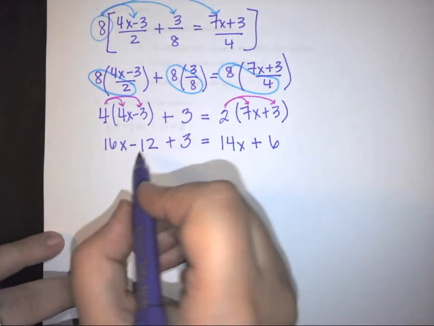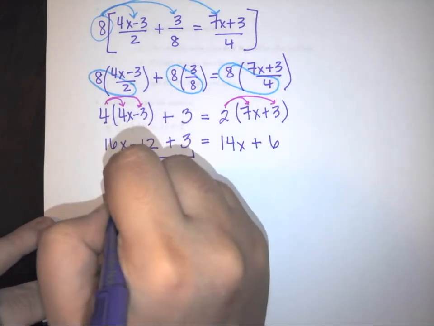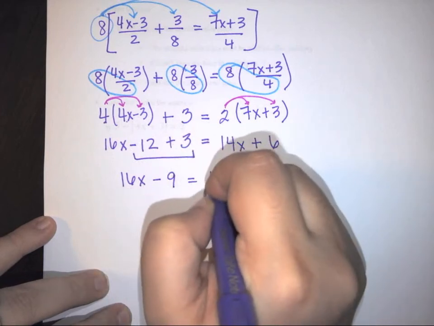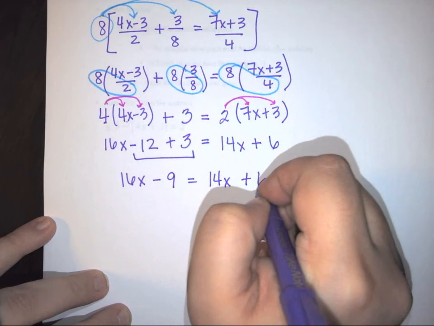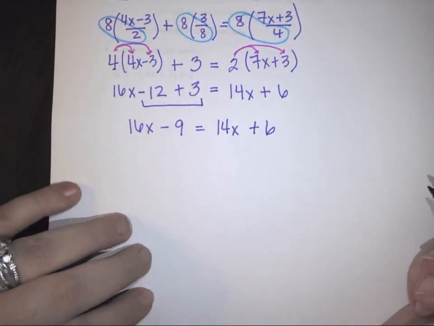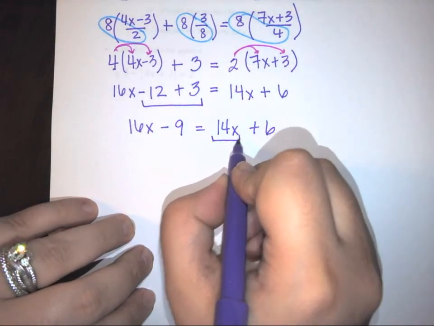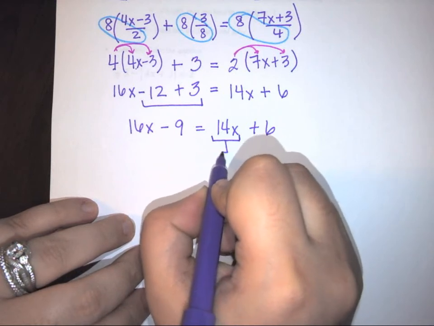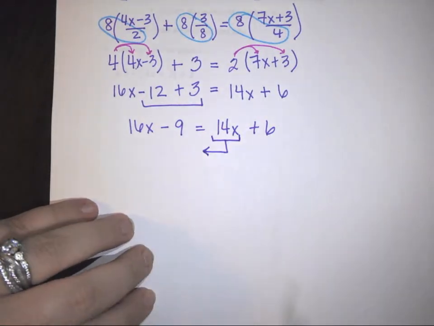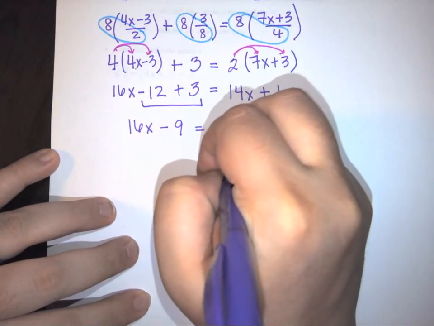I need to combine my terms, so first I need to combine these two terms here. So this is going to give me 16x minus 9 is equal to 14x plus 6. And now is where you can go ahead and shift back and forth across the equal sign. So here I have this 14x, which is less than 16, so I'm going to move it over to the other side. Since that 14x is positive, in order to move it means I have to subtract.